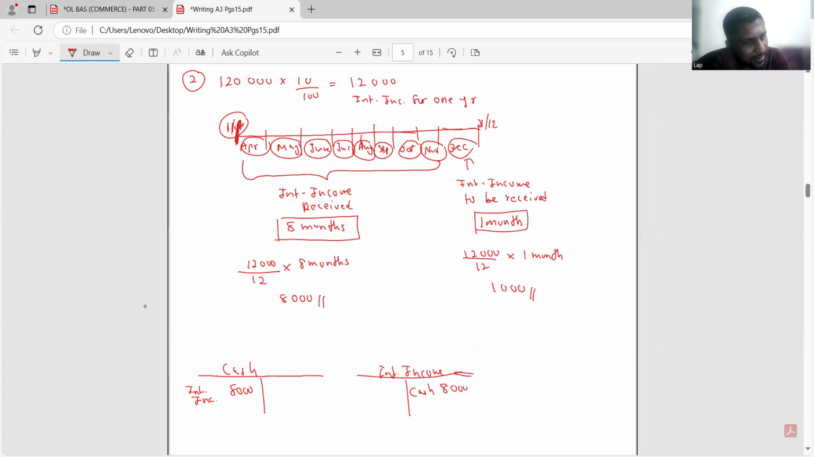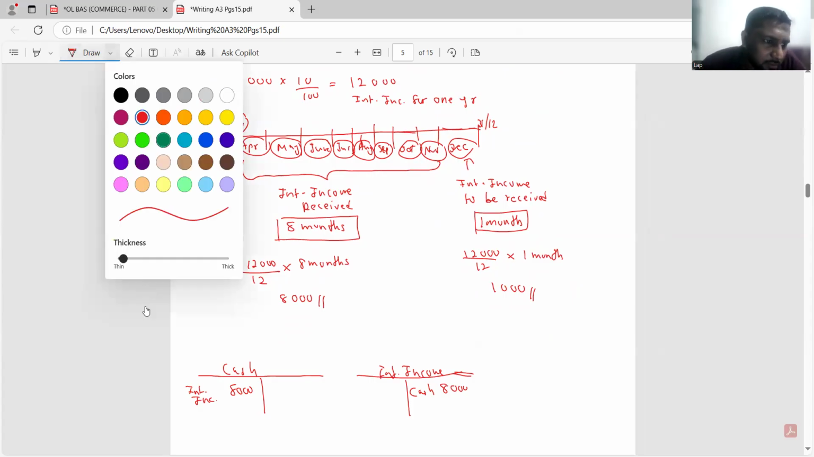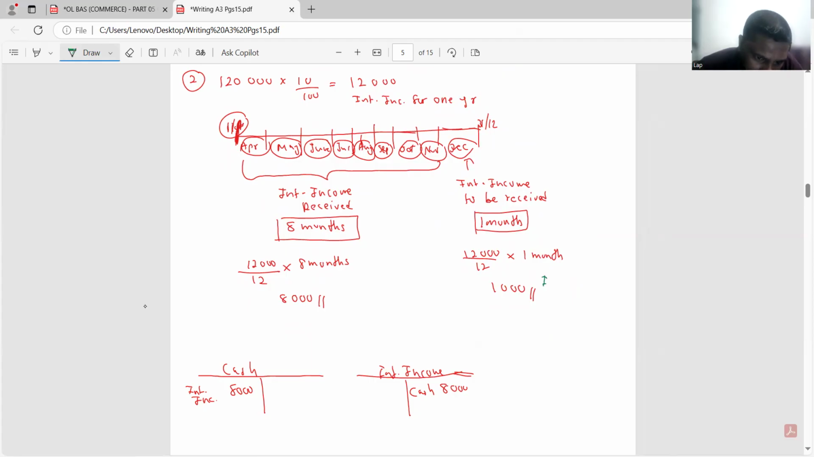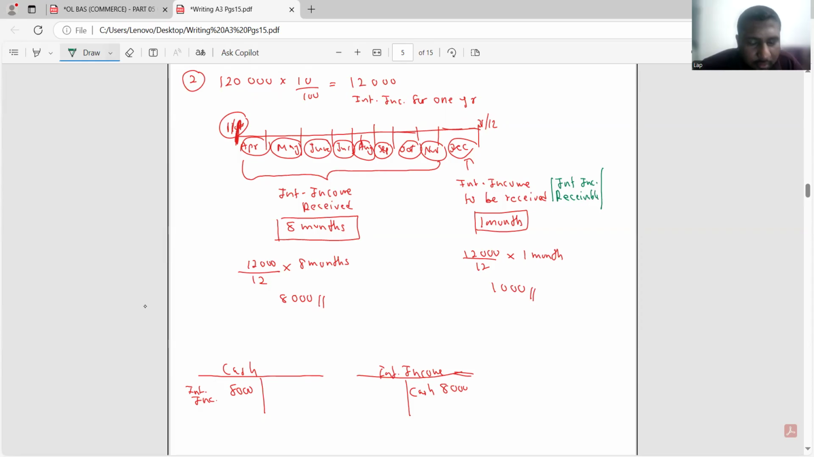The important adjustment is how to record this 1000 to be received. Interest to be received. We'll call it interest receivable, interest income receivable, or accrued interest income. 1000. So my income is not 8000. That 8000 I received, 1000 other to be received. So my total income is 9000.